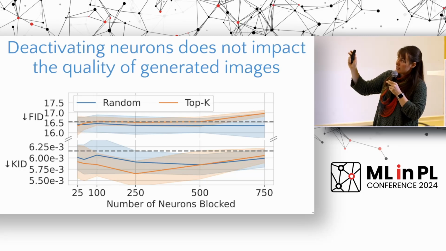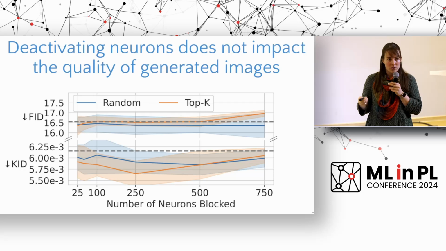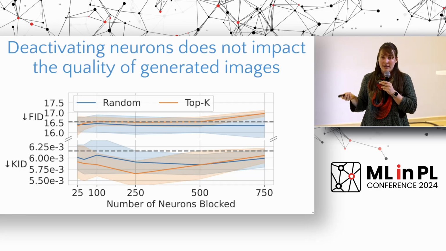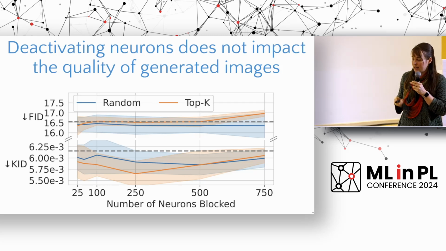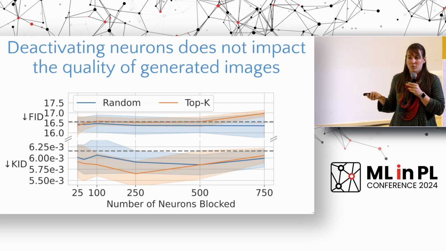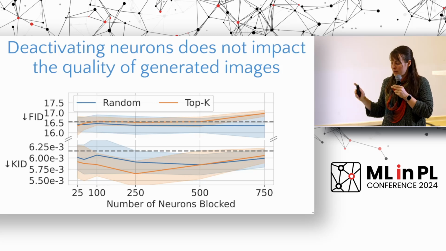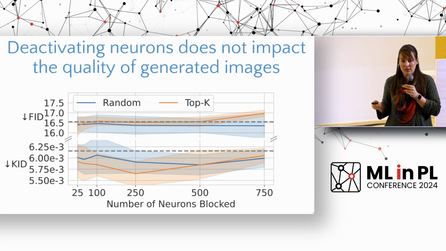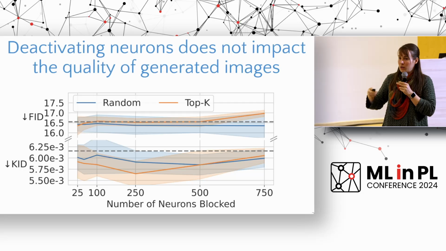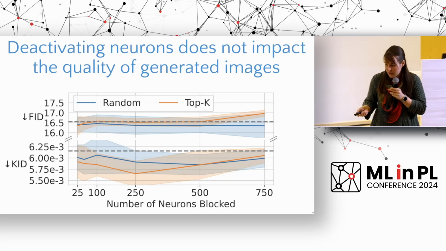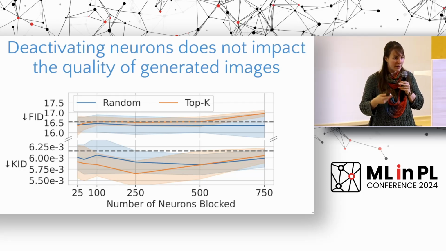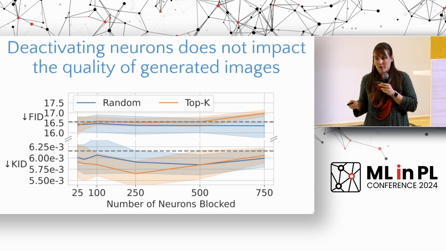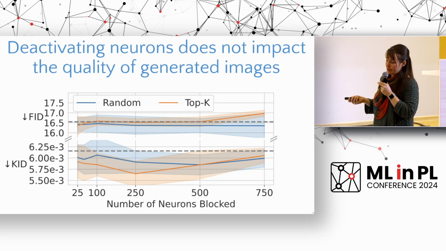Here we plot on the x-axis how many neurons we zeroed out, and on the y-axis the performance. What you can see is that for the longest time, the generation quality of the model does not drop. Only when we reach around 500 blocked neurons, we can see that the quality slightly degrades, but it still stays within the standard deviation. So overall, what we could see from here is that while it mitigates memorization, our method hardly affects the performance.